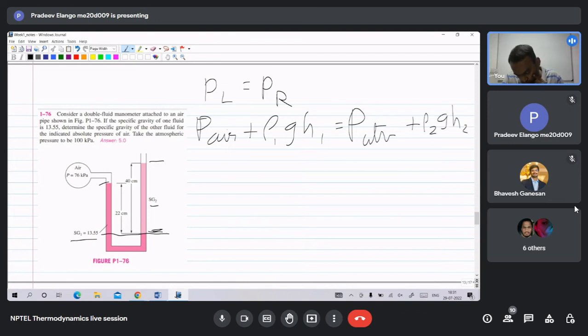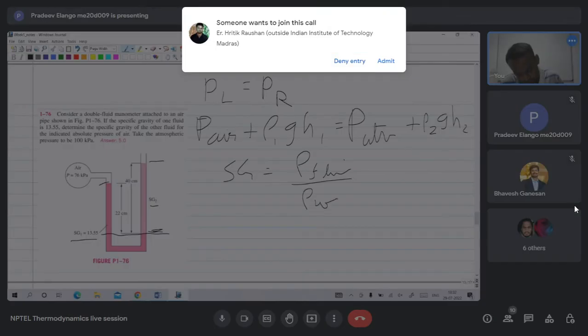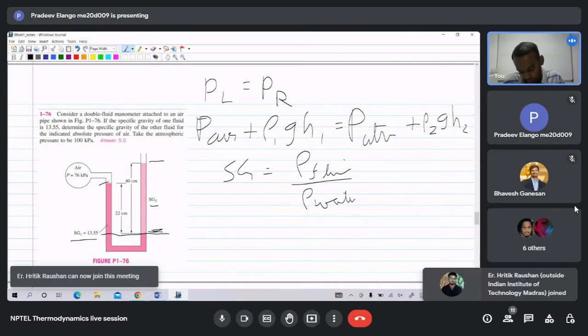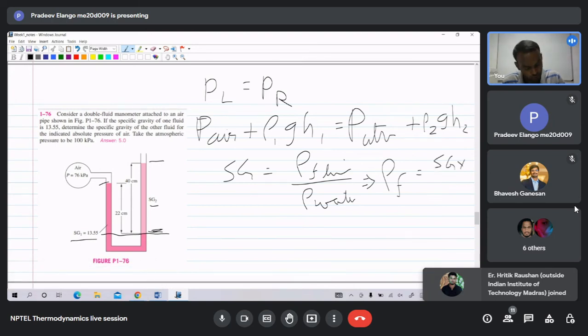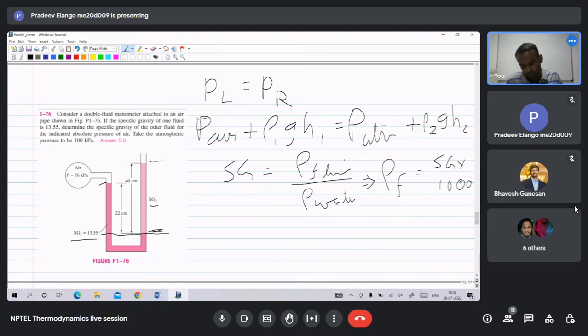So to calculate density rho from specific gravity, we need to multiply by the density of water. Generally specific gravity is defined as density of the fluid by density of water. So if you want to calculate the density of the fluid, we have specific gravity into 1000, the density of water. So now we can substitute the values in this equation and solve.